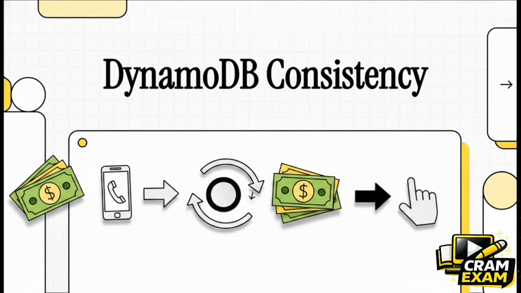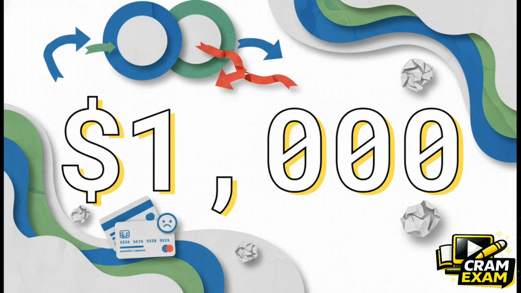Picture this: a user transfers $1,000 out of their account. It's a high-stakes moment, right? But a millisecond later, their mobile app refreshes, and that $1,000 is still just sitting there. Thinking the transfer completely failed, they panic. So, what do they do? They click send again. Well, guess what? You just double charged them, you overdrew their account, and you completely ruined their day.